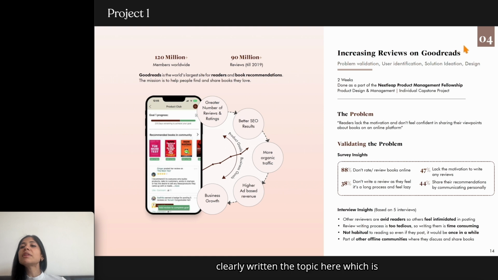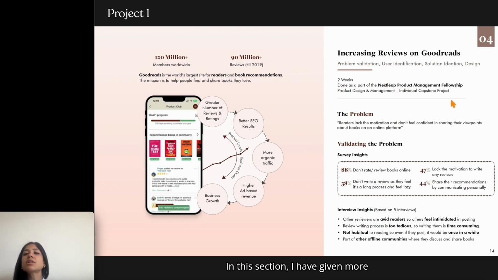So, for instance, I've clearly written the topic here, which is increasing reviews on Goodreads. Goodreads is an existing platform, and this was not a new digital product that I was designing. It was more like a feature addition to an already existing product. So I've clearly mentioned the title, and here I've also mentioned the category that it belongs to, or the kind of work that I have done within this project, which includes problem validation, user identification, the solution that I proposed, and the design of it. So that is all it's going to entail.